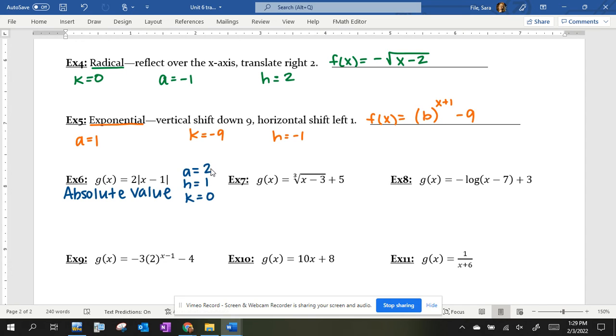So what does the a value of 2 do to my graph? Vertical stretch by 2. Good. Those y values are multiplied by 2. What does the h value of 1 do? It's a horizontal shift to the right. Because in the equation, it's minus, right? So that's to the right.